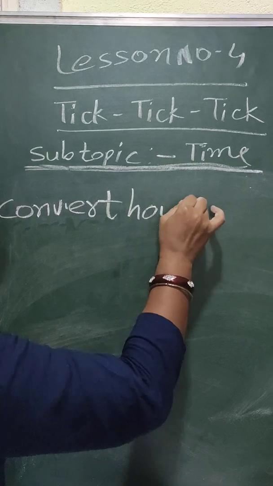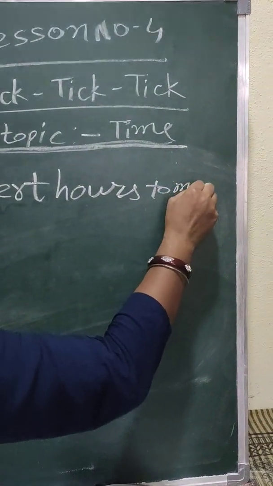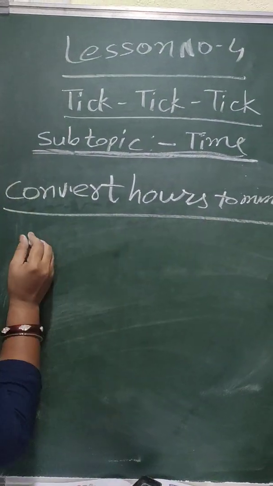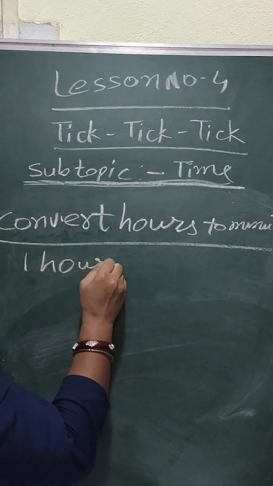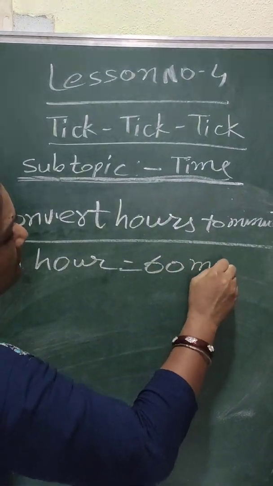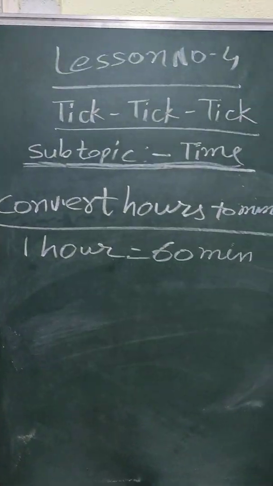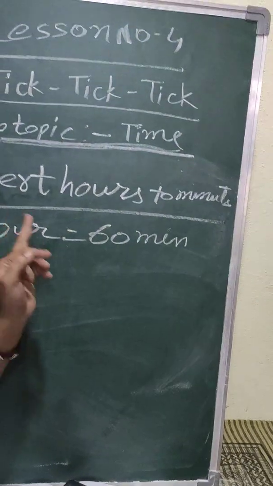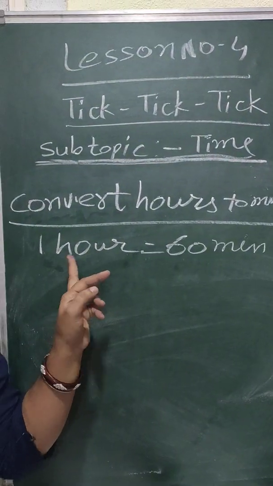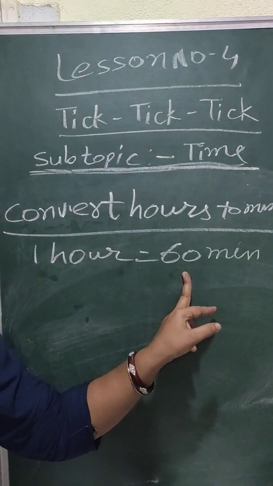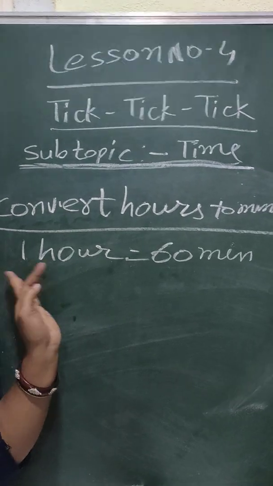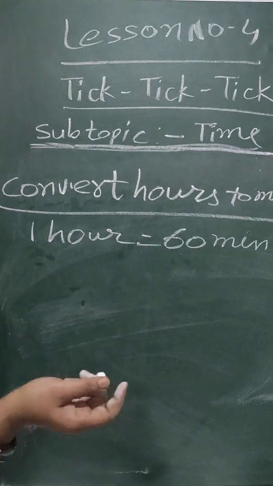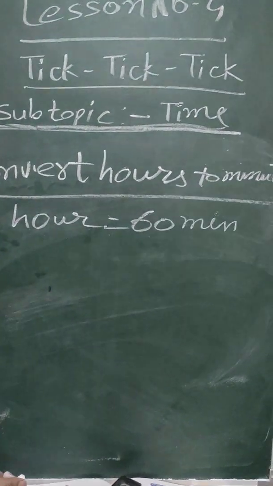When we convert hours to minutes, at that time we know 1 hour equals 60 minutes. Here what we will do, while converting hours to minutes, we need to multiply the number of hours by 60. Here it is the opposite of that. Whenever we convert hours to minutes, we multiply the number of hours by 60, and whatever minutes are already there, we add to those minutes.